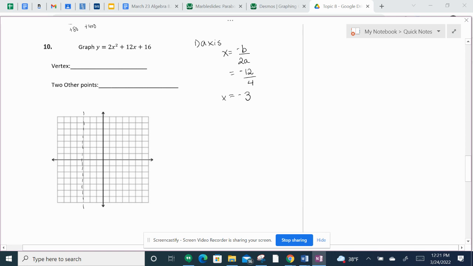Now to find the vertex, I plug that x value in. So my second point here is to find the vertex. Guys, I'm going to want to see this kind of work. You don't have to show every step that I'm showing here, but I do want to see the work that you're doing to get these values.